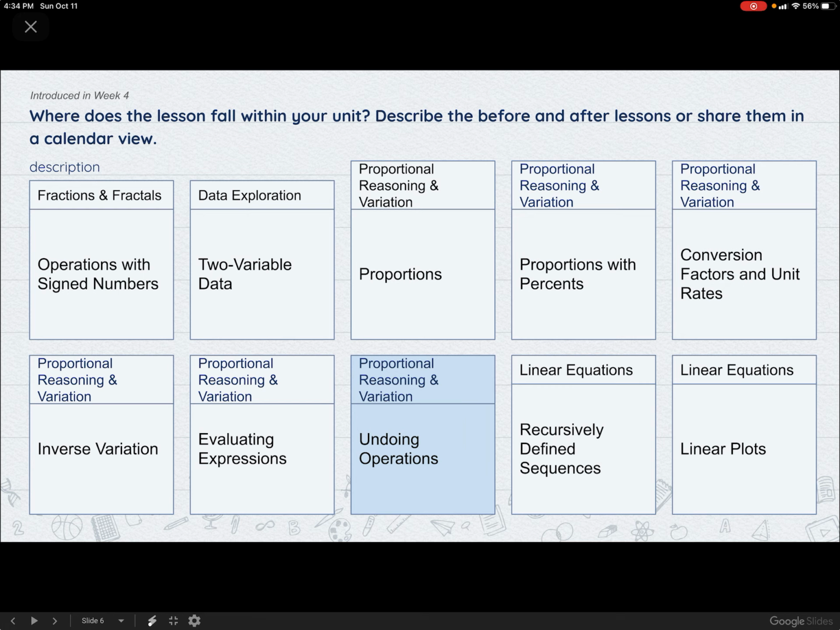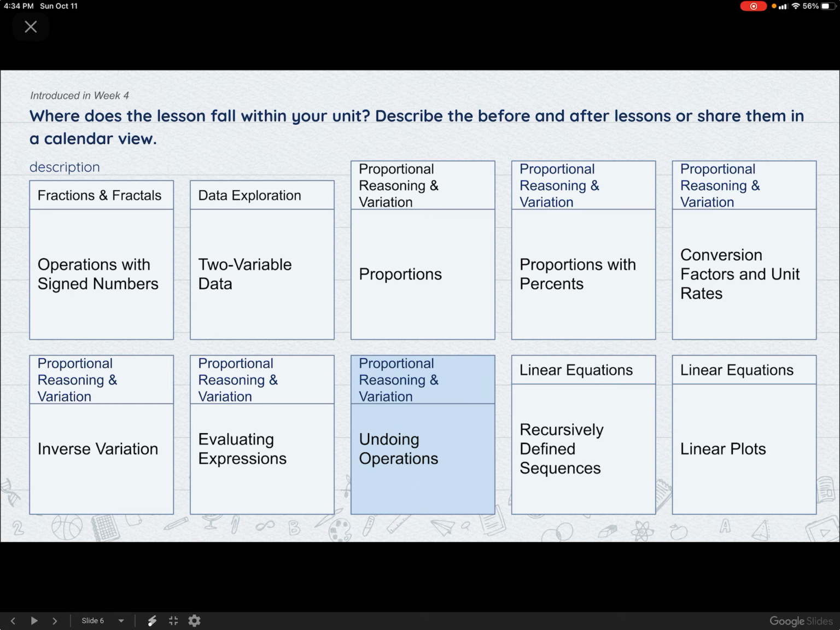Next, we had proportional reasoning and variation. The first one we went over was proportions. The second one was proportions with percents. The third one was conversion factors and unit rates. The fourth one is inverse variation, and the last one was evaluating expressions. Oh, and finally we have undoing operations.